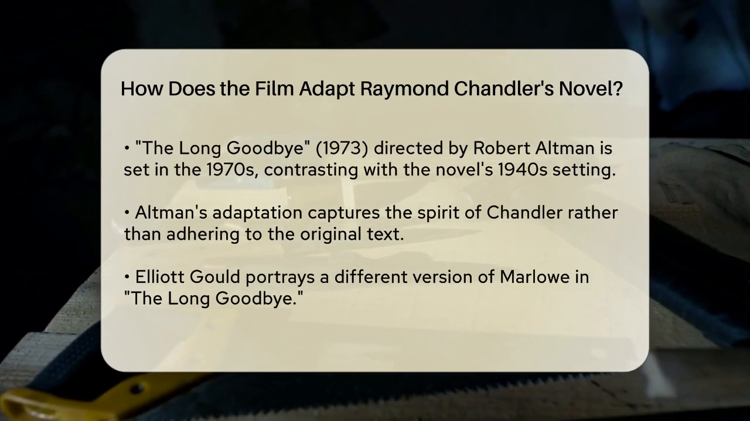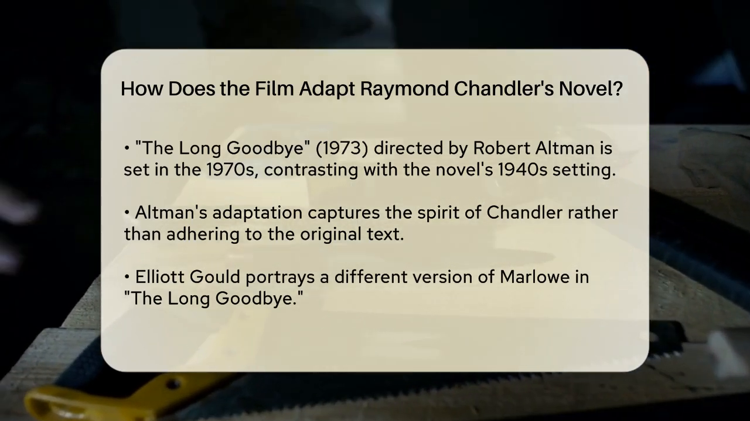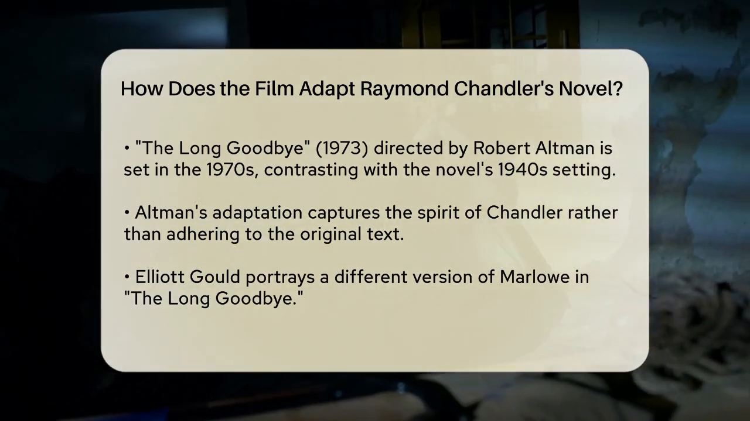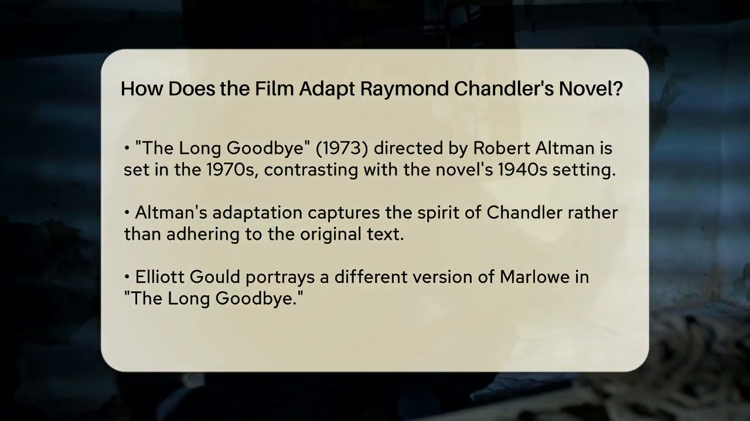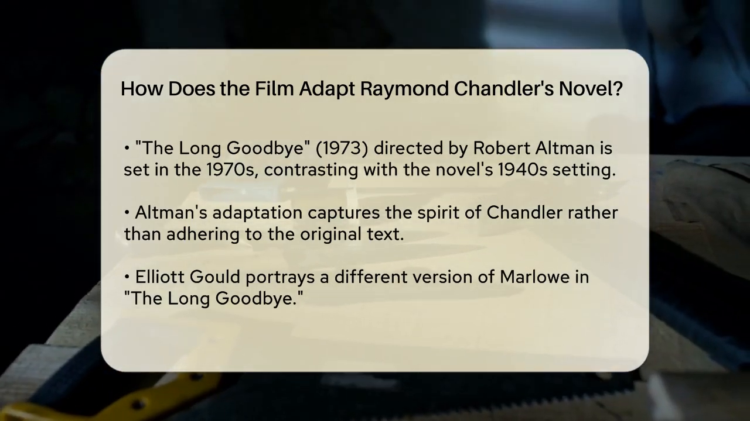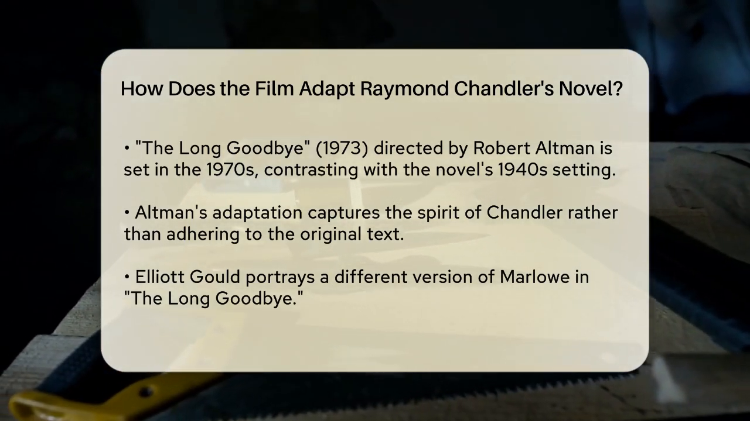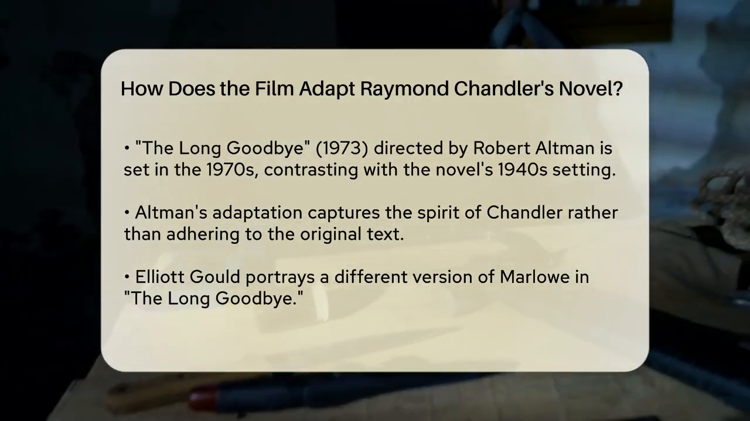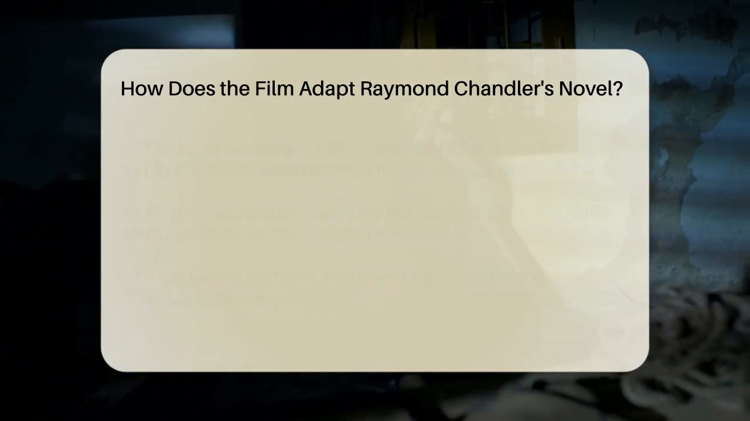Another example is The Long Goodbye, adapted by Robert Altman in 1973. This film takes place in the 1970s, unlike the novel, which is set in the 1940s. Altman's version is often described as being faithful to the spirit of Chandler, rather than the literal text. It features Elliot Gould as a very different Marlowe, distinct from other film incarnations, and it doesn't strive to be very literal or faithful to the original novel.